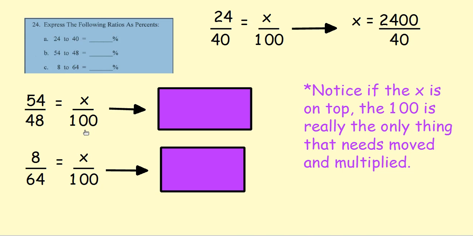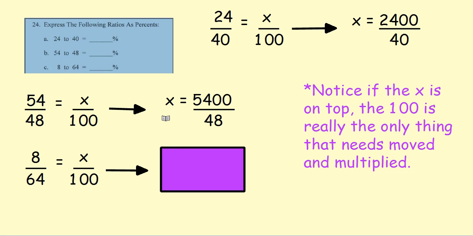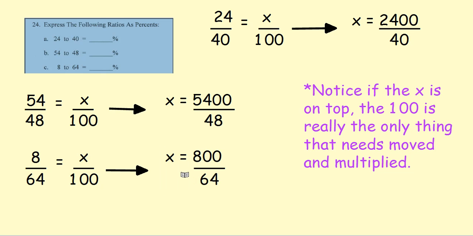Same thing here, you set up 54 over 48 for part B. It's proportional to x over 100. Cross multiply and divide should give you 5400 divided by 48, and then you can do long division or put it in the calculator. Again, 8 over 64 and x over 100 should give you 800 divided by 64.